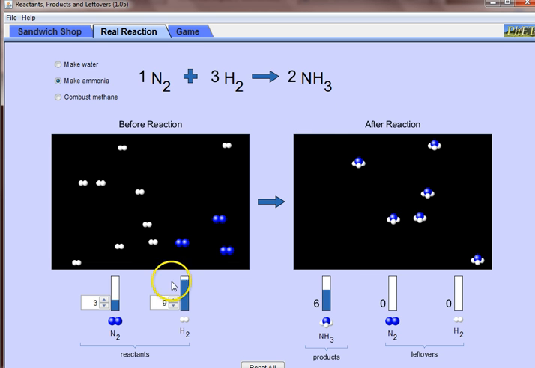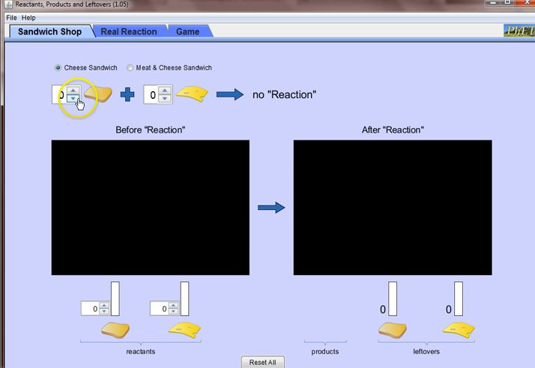Okay. All right. So basically now we're done with the lab. Now what we'll do is look at what else we can do. You can obviously play with different molecules, water or methane or whatever, and balance the equations. You can also play with sandwiches here.